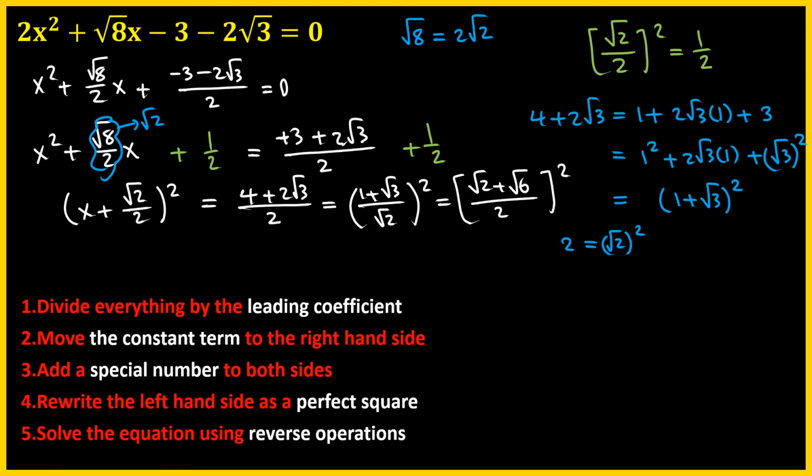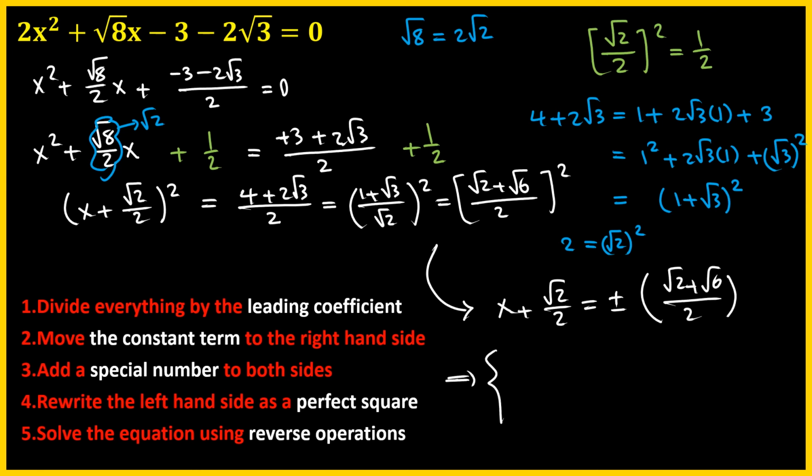So in order to solve this for x, we need to take the square root of both sides. If we do that, we get x plus root 2 divided by 2 equals positive or negative the quantity (root 2 plus root 6) divided by 2, which then gives us x equals root 6 divided by 2, or x equals negative (2 root 2 minus root 6) divided by 2. So these are two solutions for this interesting quadratic equation, and we found them by completing the square.